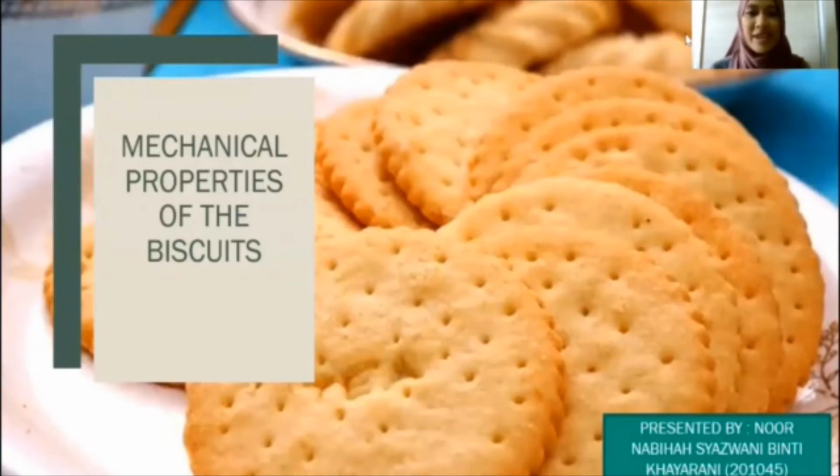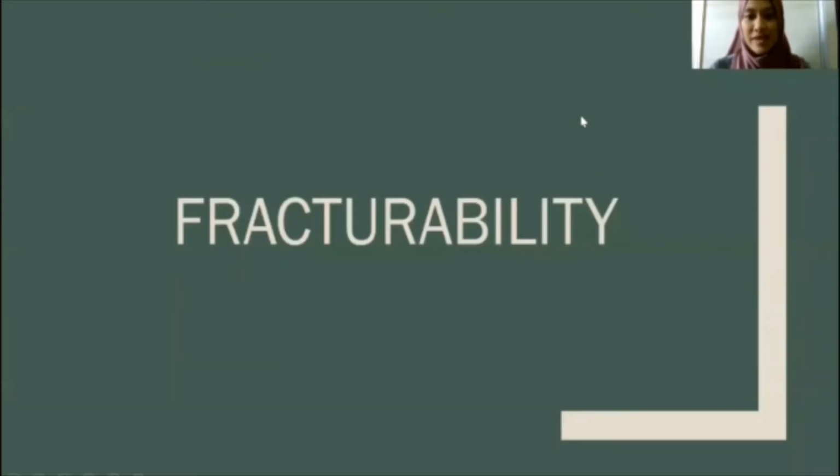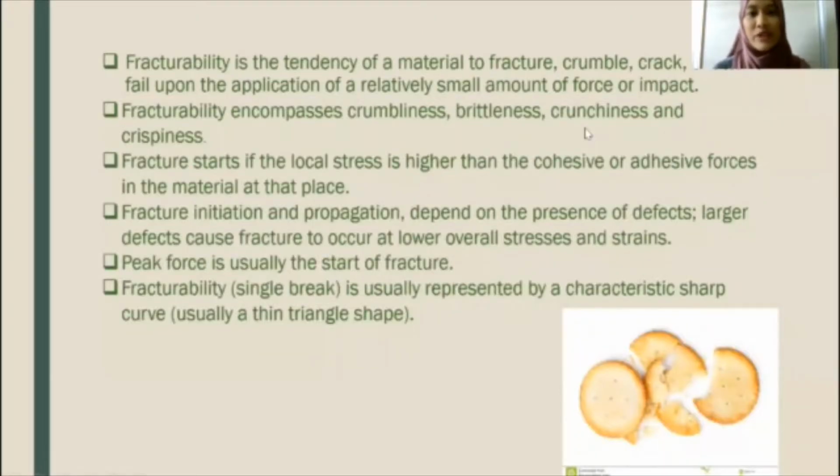Next, we move to the mechanical properties of the biscuits. So, let's take a look at the first mechanical property of the biscuit. The first is fracturability. Fracturability is the tendency of a material to fracture, crumble, crack, shatter, or fail upon the application of a relatively small amount of force or impact. It is a textural property commonly possessed by baked goods, snacks, and generally dry products. Fracturability encompasses crumbliness, brittleness, crunchiness, and crispiness.